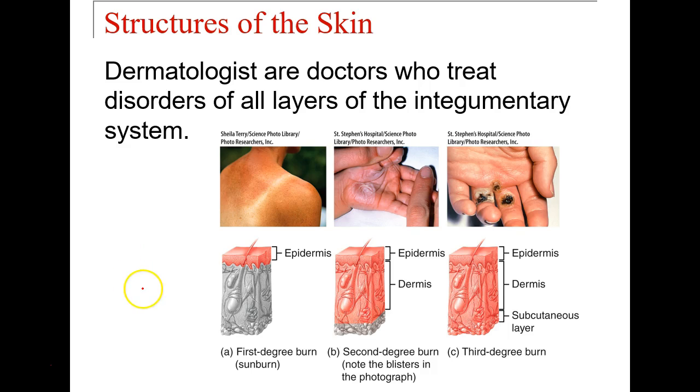And for those of you who did not know, there are different ways to assess burns: first, second, and third degree. First degree means the burn has only reached the epidermis and no deeper. Second degree, we have entered the second layer of the integumentary system, which is the dermis. And finally, with a third degree burn, we have entered the subcutaneous layer, so we've caused damage to all three layers.